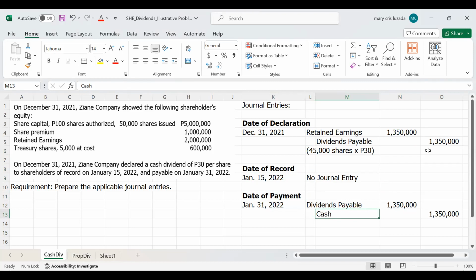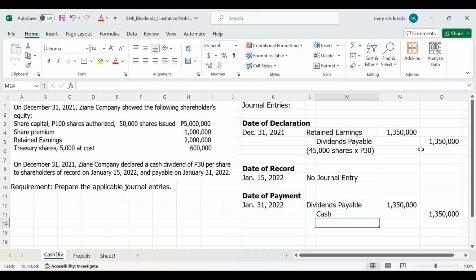By the way, class, since the date of payment is next year, our dividends payable will still be outstanding when we prepare our statement of financial position as of December 31, 2021. So this dividends payable will appear in our statement of financial position, and this will be presented under liabilities. It is a liability because the Board of Directors declared a cash dividend.